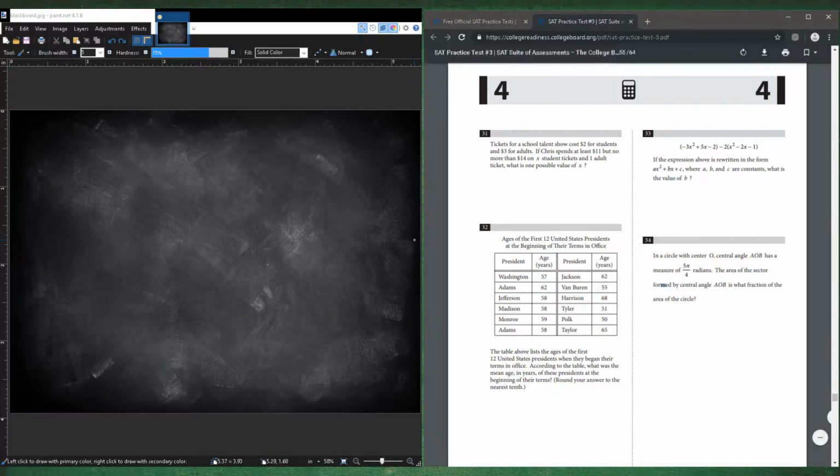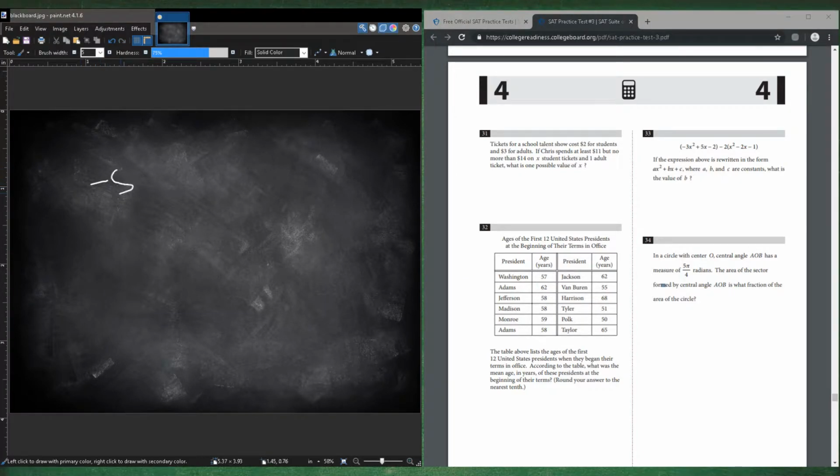In the expression above, it's written in the form ax squared plus bx plus c, where a, b, and c are constants. What is the value of b? So let's combine the terms first. So negative 3x squared minus negative 2x squared is negative 5x squared. 5x plus 4x is 9x. And negative 2 plus 2 is 0, so you have nothing there. So b will be equal to 9, because that's in front of the x term, because the b is in front of the x. So pretty basic.